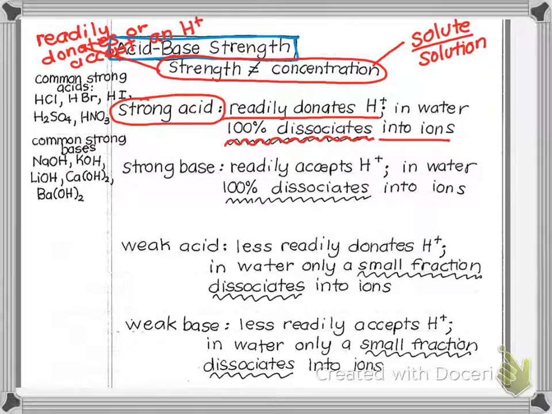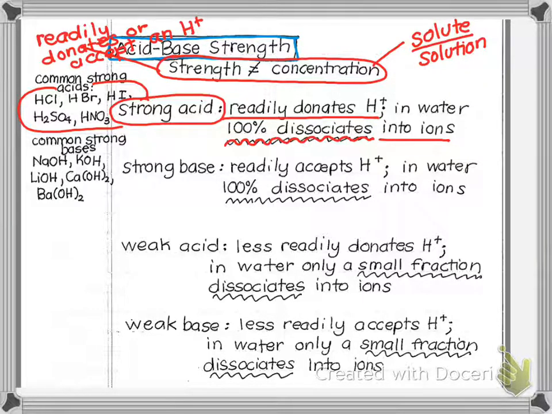Now, strong acids are kind of a limited bunch, and the common strong acids are right here on this list. We have HCl, HBr, HI, H2SO4, and HNO3. These are called hydrochloric acid, hydrobromic acid, hydroiodic acid, sulfuric acid, and nitric acid. These are all strong acids, and they will readily donate their protons or 100% go to form ions when they're in water. If you're not on this strong acid list, then you are considered weak.